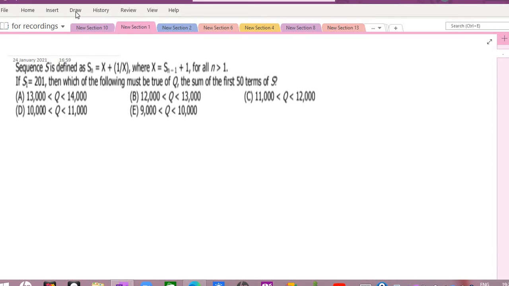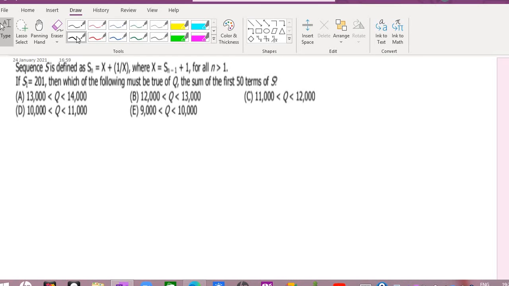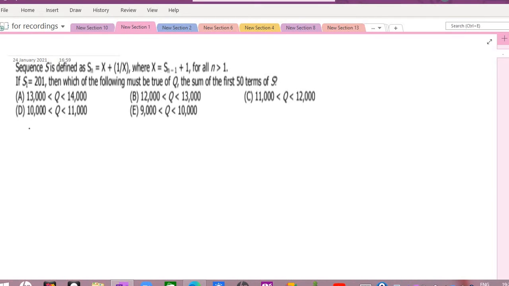Hello students. So let's discuss this very interesting problem here. It says that sequence S is defined as Sn is equal to x plus 1 by x. Let me write it down again here. You are given that the sequence S is defined as Sn is equal to x plus 1 by x, where x is defined as this. So your x is defined as S of n minus 1 plus 1 for all n greater than 1.